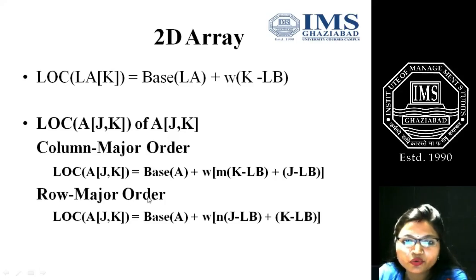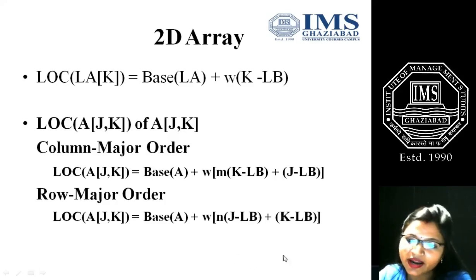Same case with row major order. So here we are changing. If we are talking about the column major form, we are multiplying with the total number of rows, and if you are talking about the row major, we are multiplying with the total number of columns. And here n is the total number of columns in the array, j is the index of the row at which you find the address, minus lower bound, plus k is the index of the column at which you find the address of the element.